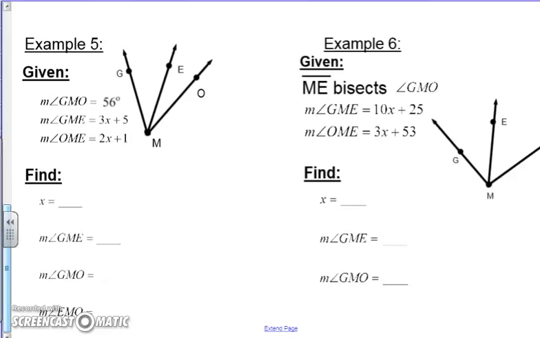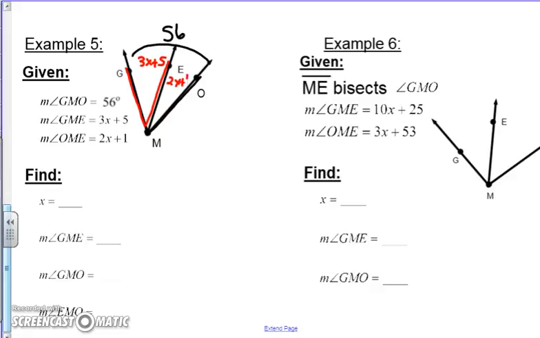Okay. Draw this in your book. Okay, so it tells me here that GMO is 56. So that's the whole thing, right? Can I just automatically cut them in half? No, be careful. Okay, don't do that. They have to tell you bisects or you need to see the marks. I have neither. But what they did tell me is that GME is 3x plus 5 and that OME is 2x plus 1.